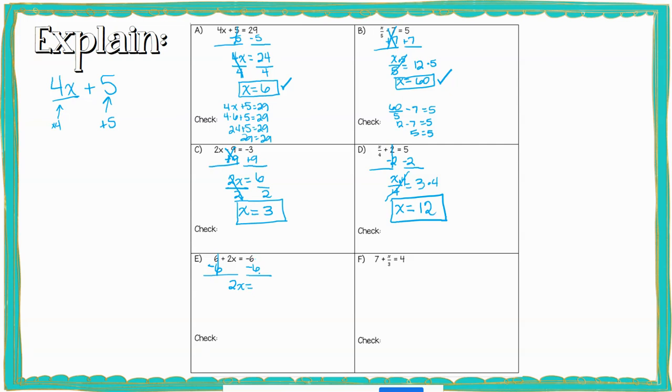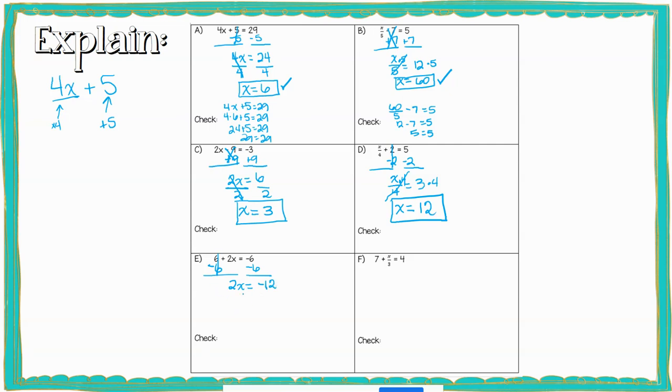Now, negative 6 minus 6 you have to be very careful with because an easy mistake to make here is to say that that is 0. But it's actually not. If you put that in your calculator, negative 6 minus 6 is actually negative 12.